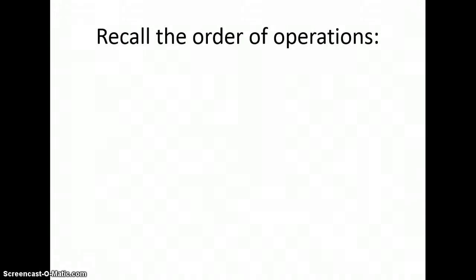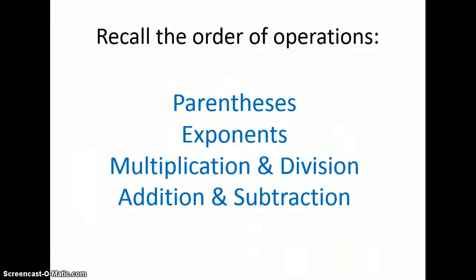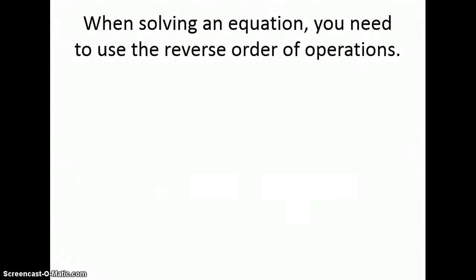So let's recall what the order of operations is. First I do parentheses, or anything in a grouping symbol. So that can include operations inside the absolute value symbols, or operations in the numerator or denominator of a fraction. Exponents, multiplication and division, and then addition and subtraction. And again, multiplication and division we do left to right, same as addition and subtraction, depending on which comes first in the problem. But when we're solving an equation, we need to use the reverse of the order of operations.